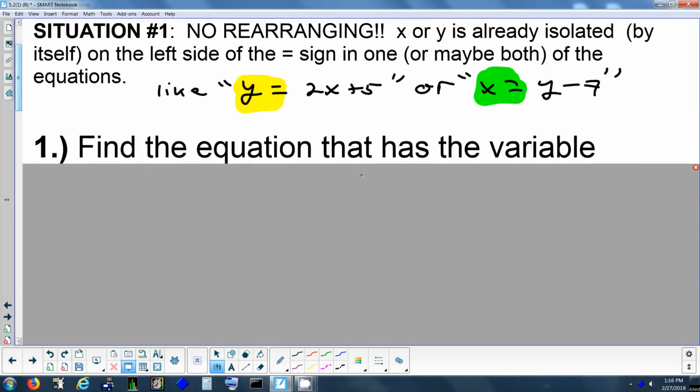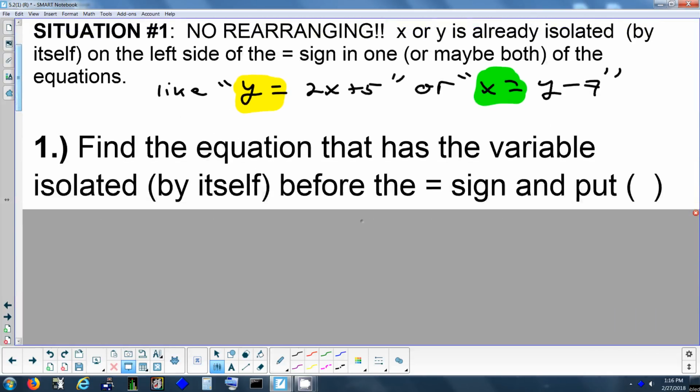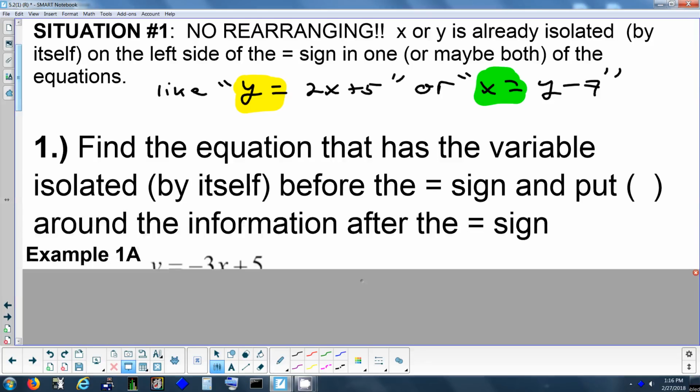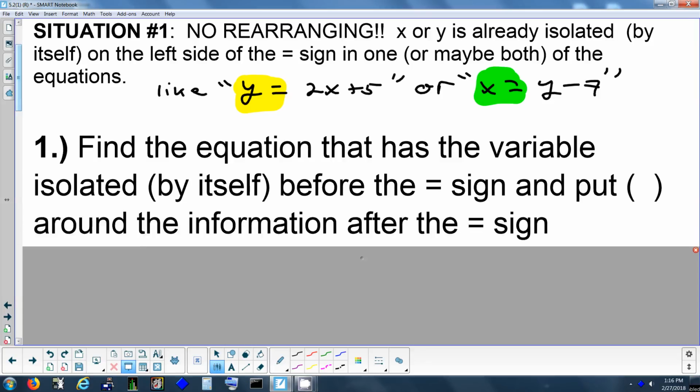So if it's already isolated, then we can go right to step one. You're going to find the equation that already has one of the variables by itself. If they both have variables by themselves, it's a little different. But if one of them is by itself, you're going to do what it says right here. Find the equation that has the variable isolated by itself.